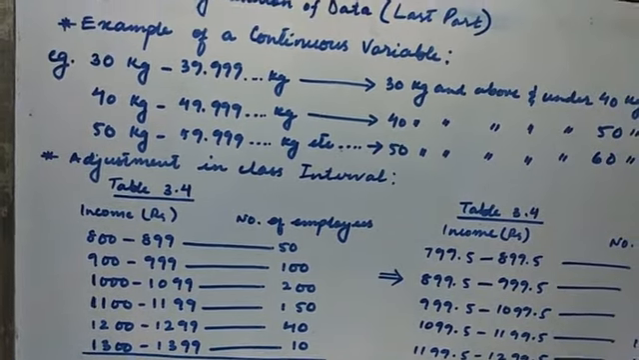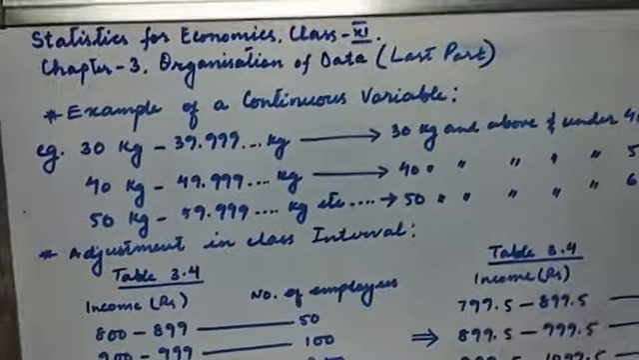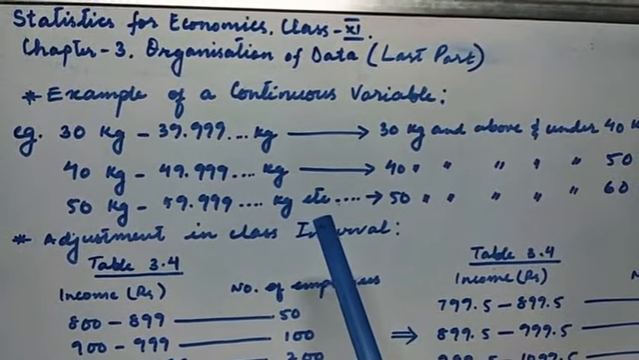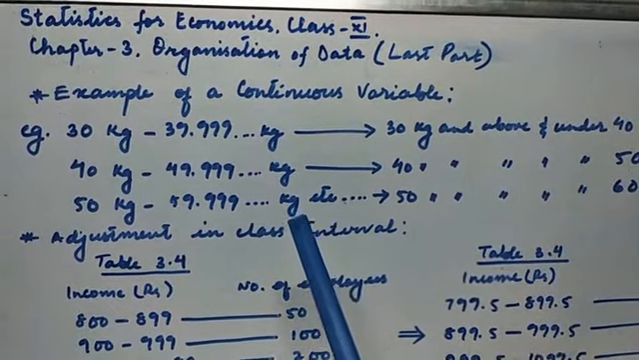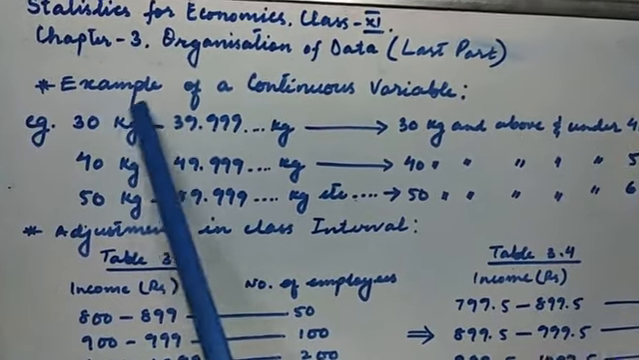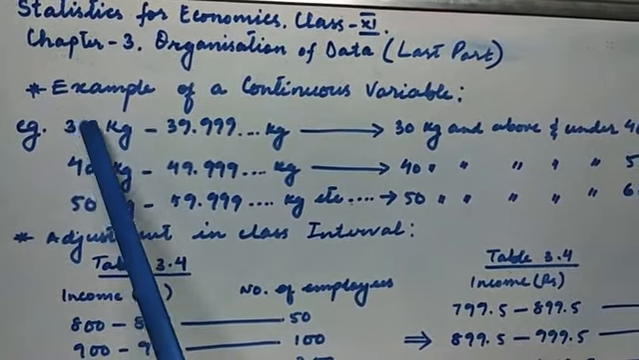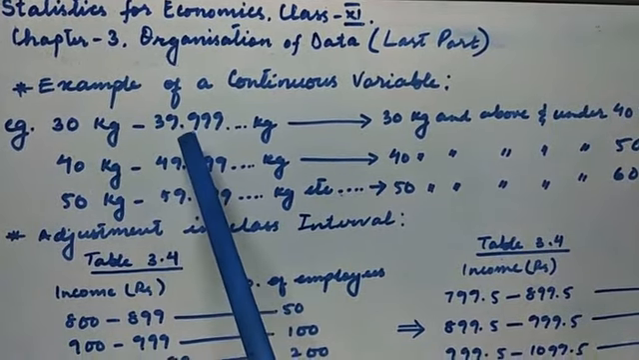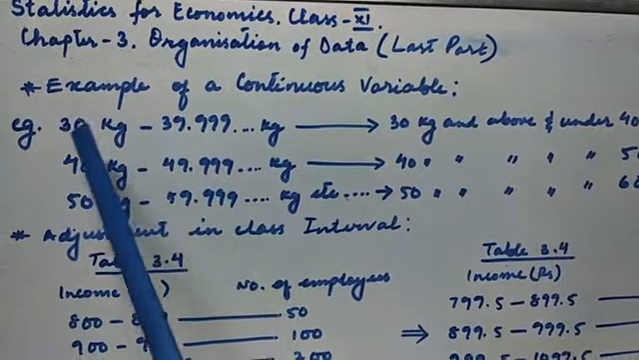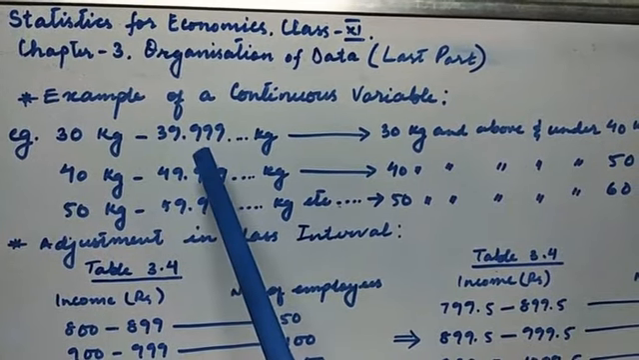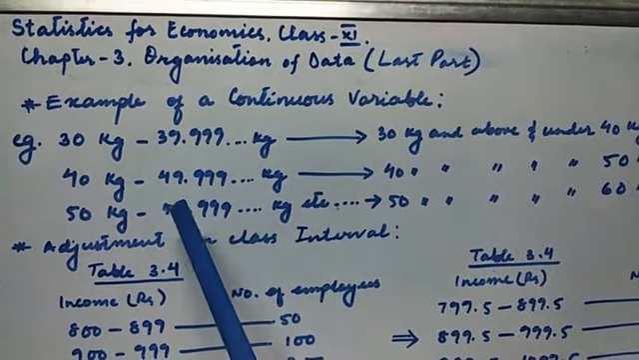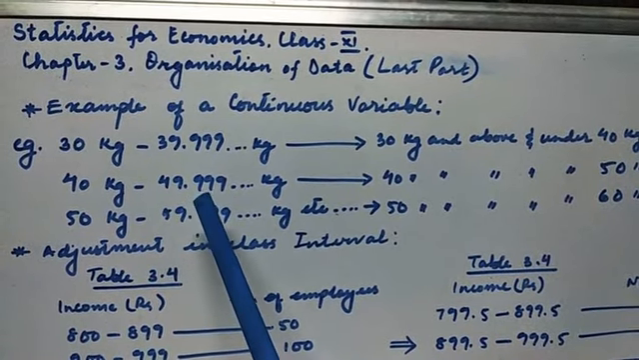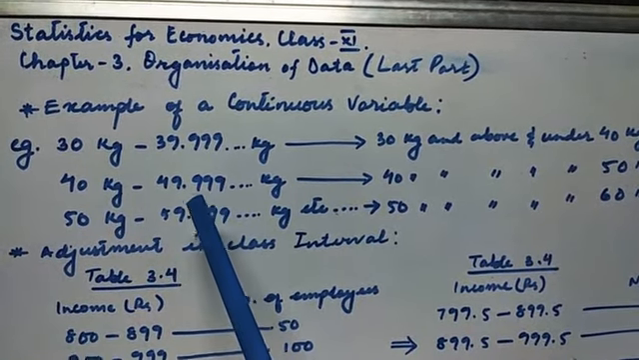Let me just give you an example of a continuous variable. We have discussed that variables are of 2 types, discrete and continuous. So this is just an example of a continuous variable. Let us say 30 kg of rice. Here we are measuring the weight of a commodity.